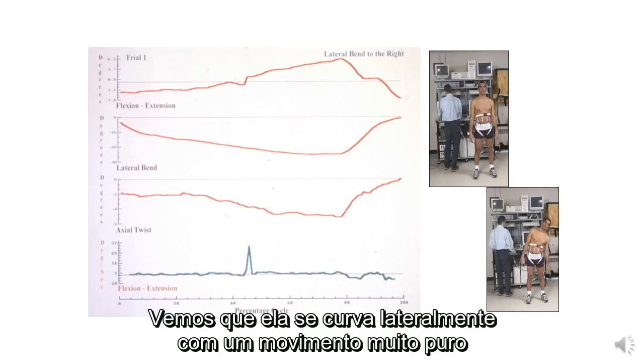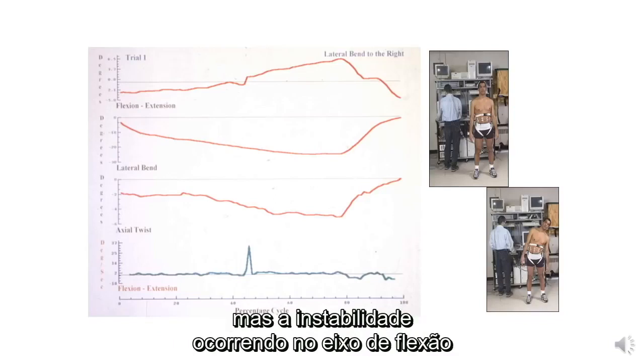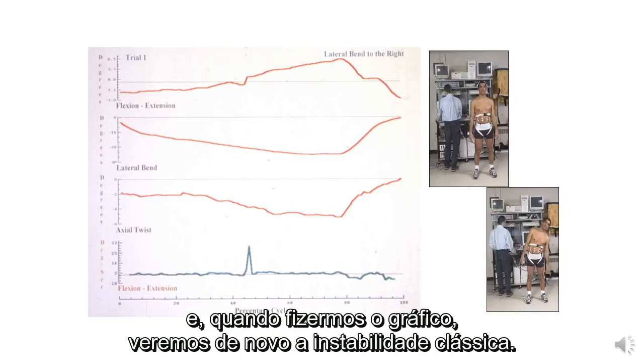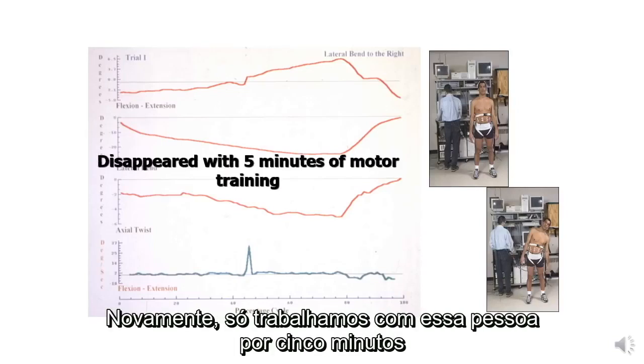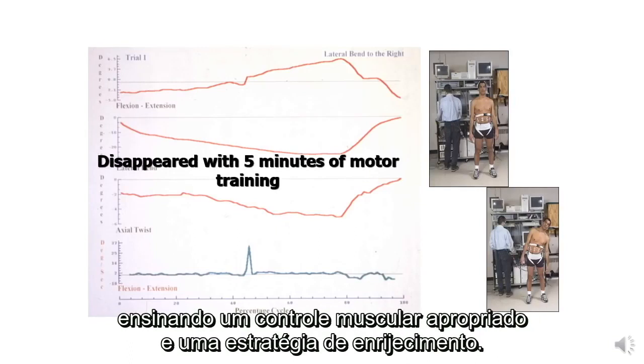So we see they laterally bend, a very pure motion, but the instability occurring in the flexion axis, or the clunk right there. And when we plot that, you'll see there once again is the classic instability. And once again, we only worked with that person for 5 minutes, showing them an appropriate muscle controlling and stiffening strategy.